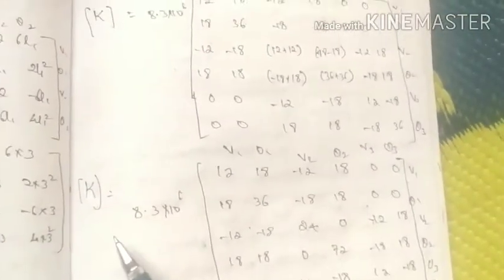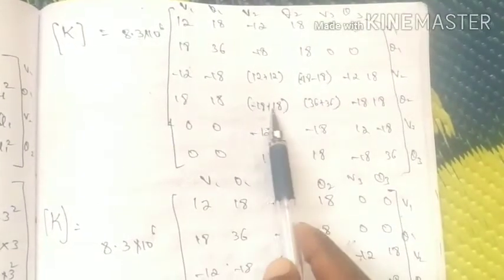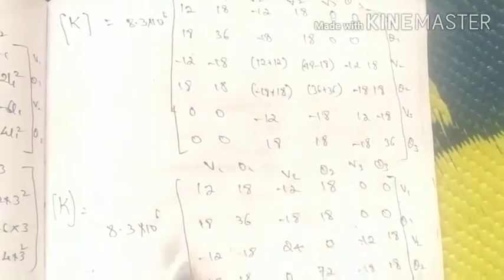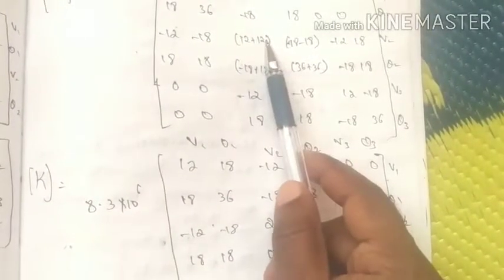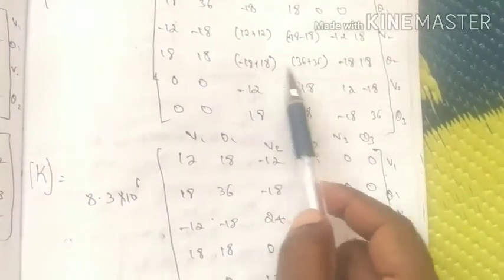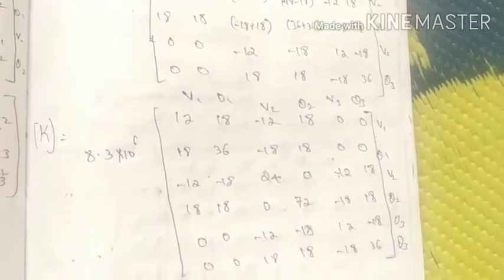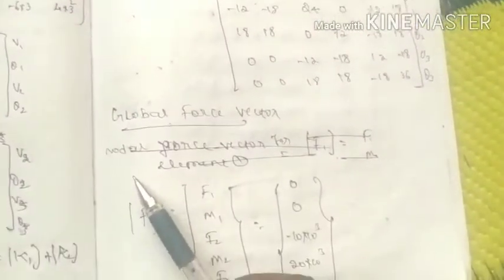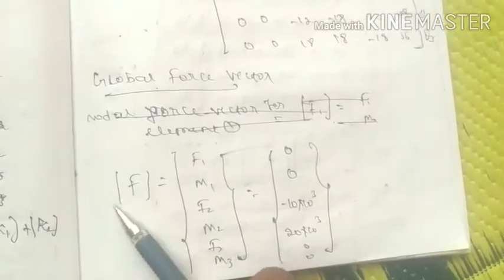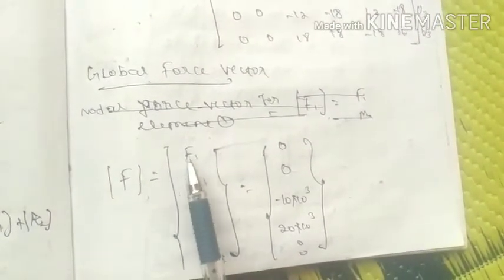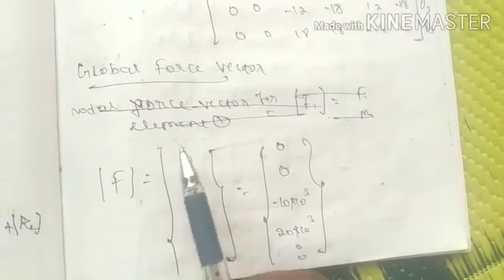Now only here the terms are going to be added, the rest of the terms are as usual. You can keep them. Here 12 plus 12 becomes 24, and here it is 0 and 0, again 36 becomes 72. Now we need to find the global force vector. The global force vector we are going to take for both elements together, including the point load as well as the couple.